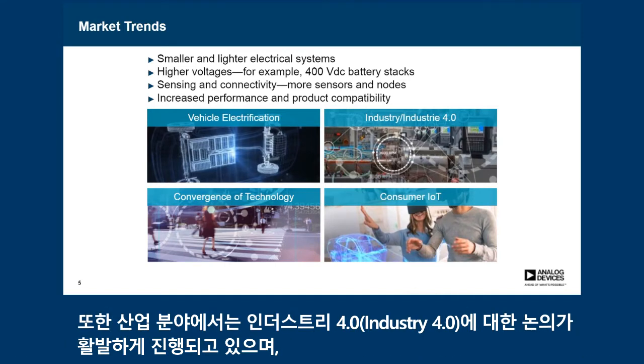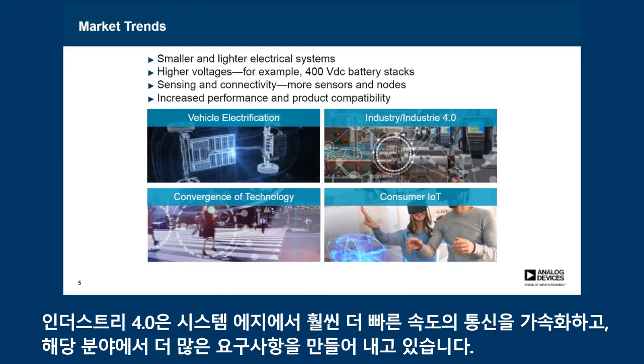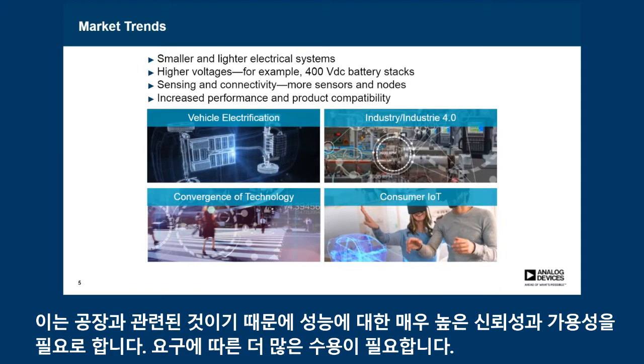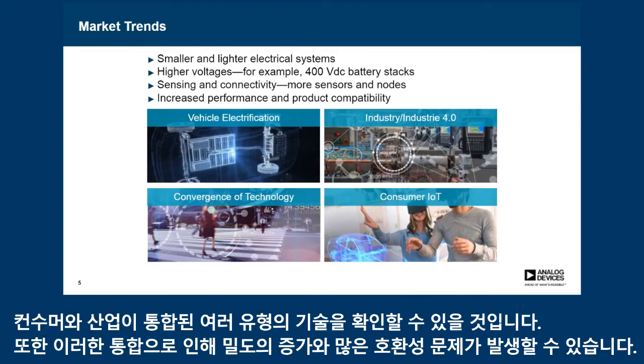And in the industrial area, there's a lot of talk about Industry 4.0, and this is really just an explosion of sensing and connectivity in factory automation environments. And what this is doing is pushing much higher speed communication to the edge of the system, and just producing many more requirements in that area. Because you're talking about factories, there are always very high reliability and availability requirements. So the performance needs are there, and they're getting more stringent. And then in general, we're just seeing a lot of convergence of technology. You see different types of technology from consumer merging into industrial, and along with that convergence comes increased density, and also many compatibility problems can arise.